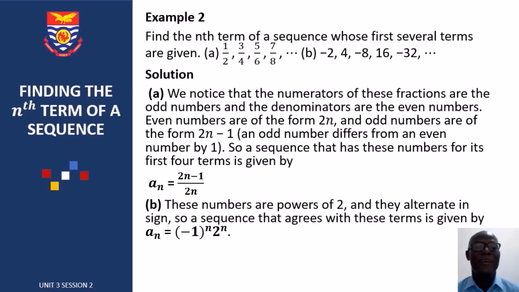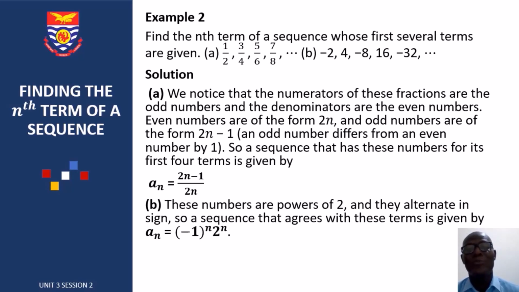Finding the nth term of a sequence. Example 2. We want to find the nth term of a sequence whose first several terms are given as: A, 1 over 2, 3 over 4, 5 over 6, 7 over 8, up to infinity. B, negative 2, 4, negative 8, 16, negative 32, up to infinity. Now, to find the nth term of the sequence in A, we look at it in terms of numerator and denominator.